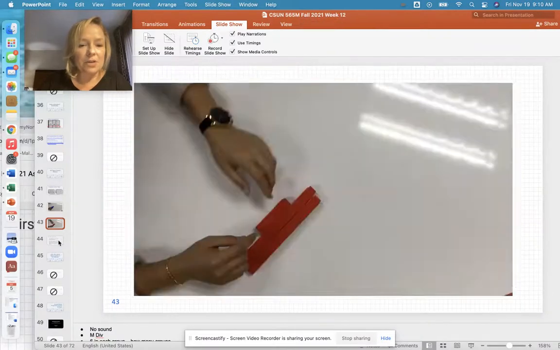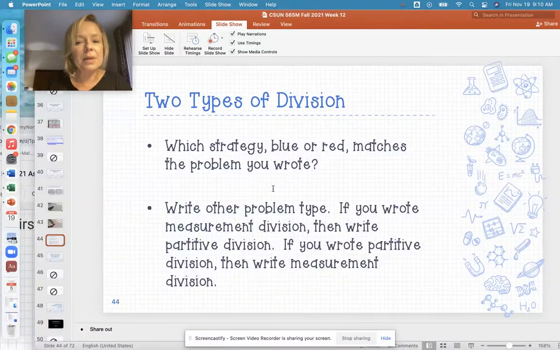So now I want you to go back to the Jamboard, and I want you to think about which strategy, the blue, where she passed out the cubes to the 6 groups, or the red, where she created groups of 6, matches the problem you wrote. I want you to think about it, and then I want you to write a different problem type on the second page of the Jamboard. So if you wrote a measurement division problem, which actually matches the red video, then write partitive division. If you wrote partitive division, then write measurement division.